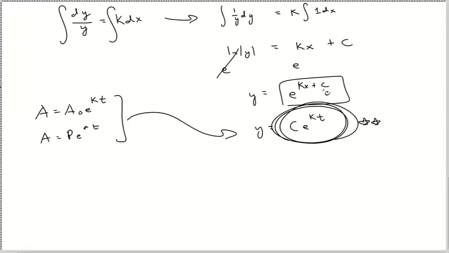Now, how did I get C to go from here to here? Well, I did a fancy trick. This is actually C1 and this is C2. But it doesn't really matter because C absorbs everything.